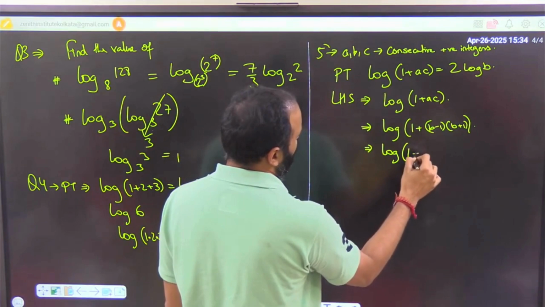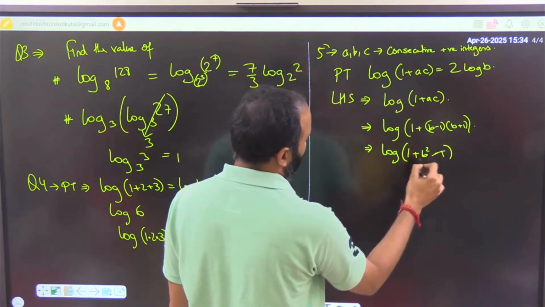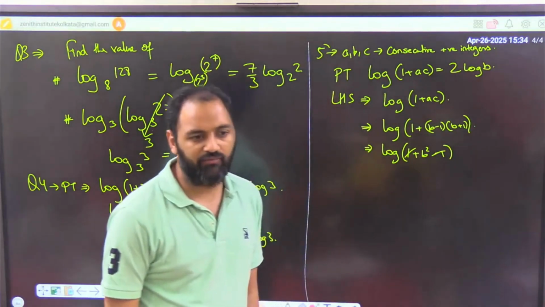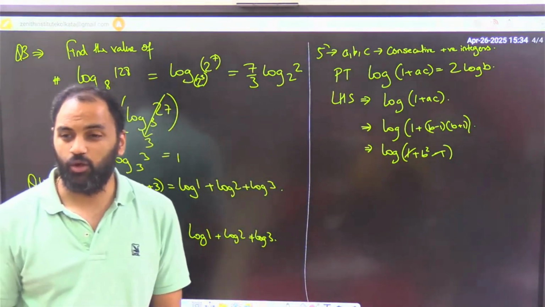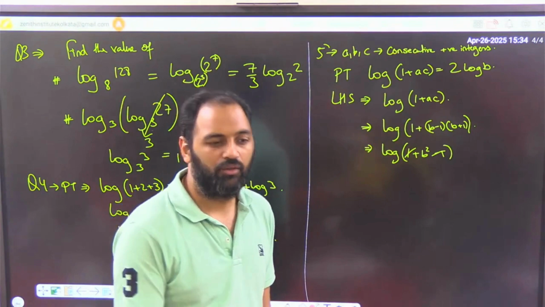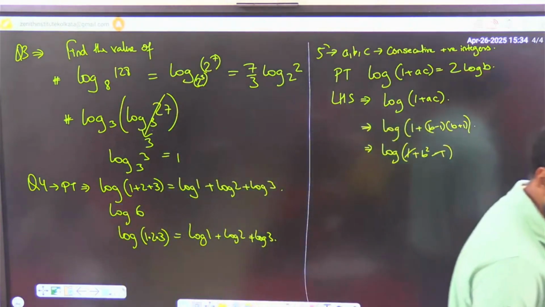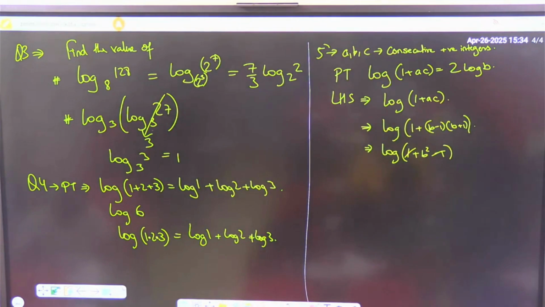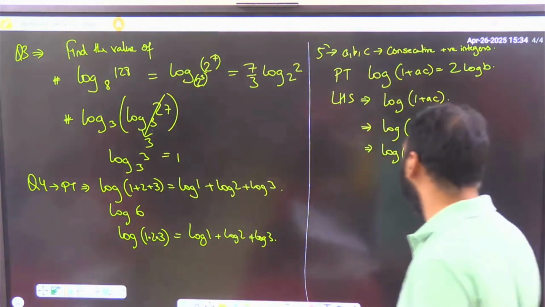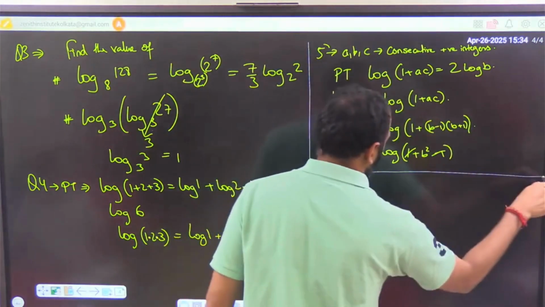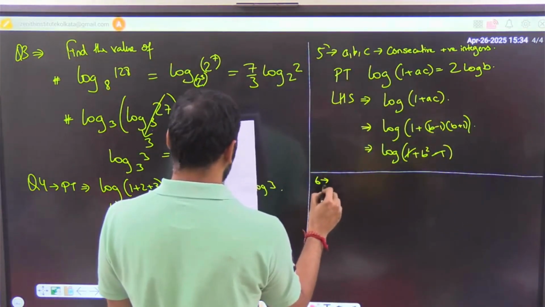So log of 1 plus B square minus 1, the 1 cancels. What are you left with? Log B square. And what can we write log B square as? 2 log B. Properties again. Does everyone follow this? Okay, next question.